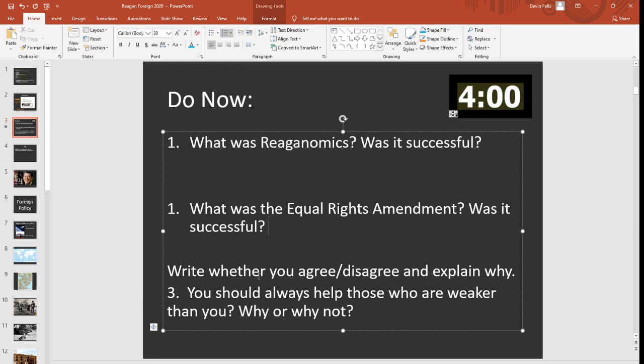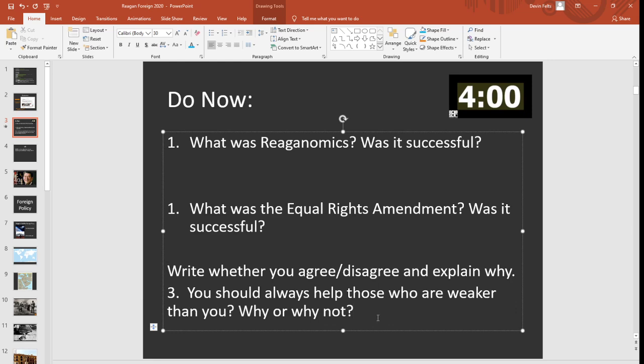So when we think of the Equal Rights Amendment, we're thinking of the Equal Rights Amendment for which group of people? There are two political activists, one who opposes and one who supports the Equal Rights Amendment. One of them is Phyllis Schlafly, sorry, and Betsy Friedan. Betsy Friedan actually supports the Equal Rights Amendment, and Phyllis Schlafly does not support it. Both of them are women and political activists during this time. So we're asking, what was the Equal Rights Amendment, and was it successful? Does it pass?